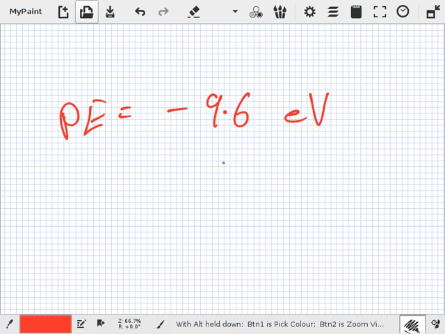This is also called the ionization energy. Do you use any special letter for ionization energy? Yes, I. Fine. Ionization energy equals 9.6 electron volts. Is this true? I don't know. 9.6 electron volts is the energy needed to free this electron from the orbit of the proton.